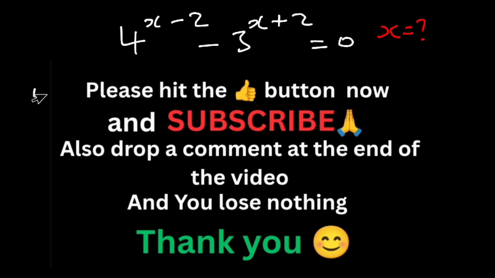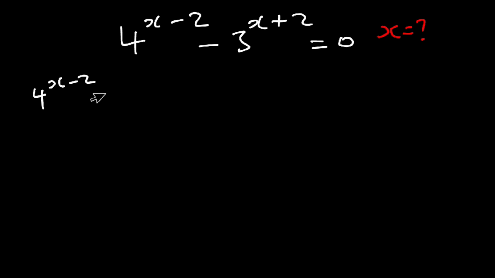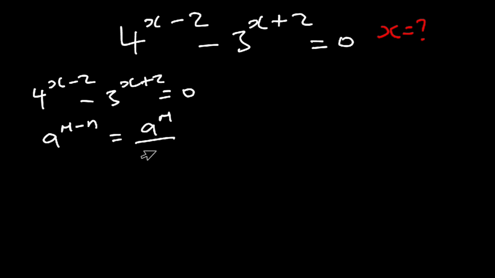So we have 4 raised to power x minus 2 minus 3 raised to power x plus 2 equals 0. Now, if you have a raised to power m minus n, this can be expressed as a raised to power m divided by a raised to power n, because of the negative sign, a raised to power n is pushed down to the denominator. What if you have a raised to power m plus n? This is equal to a raised to power m multiplied by a raised to power n.